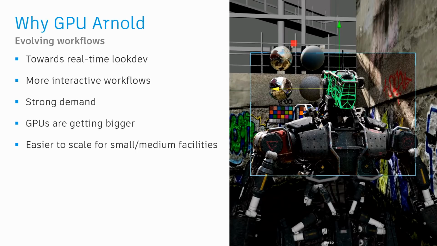The other reason we're doing that is that all our users have been asking for it for years now, and we do listen to our users. And then GPUs are getting a lot bigger. An RTX 8000 has a gigantic 48 gigabytes of frame buffer, meaning that it's now possible to render scenes that before could not even touch a GPU. And the feedback we also get is that for small to medium facilities, it is sometimes a lot easier to scale using GPUs than CPUs.